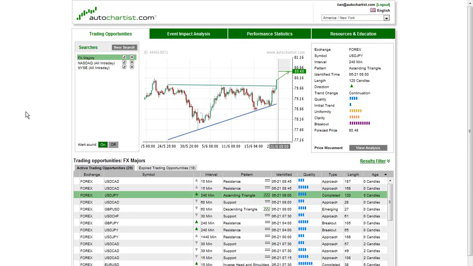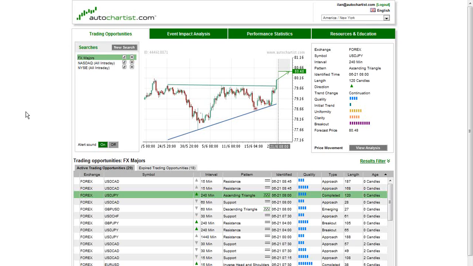Let's start with a basic overview of what Autochartist is. Autochartist tries to be your helping hand in trading. The number one question asked by every single trader around the world, wherever you are, is what instrument should I be trading, and which direction should I be trading that instrument? And of course, this is where Autochartist comes in.